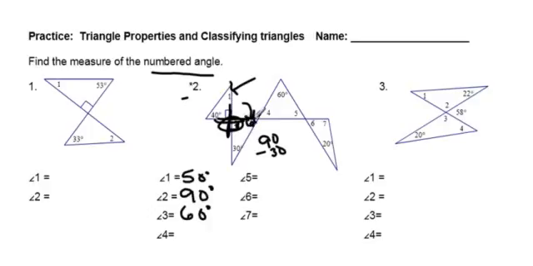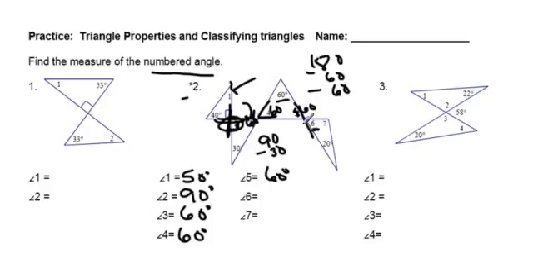Well, now that we know angle 3 is 60, we have a vertical to that, angle 4. So angle 4 is also 60 degrees. This triangle sum theorem, all three of those angles are 180. Take away the 60 that's given here, take away another 60 that's given here, and you're left with 60 degrees. Vertical to the 60 is angle 6. Vertical angles once again are congruent, so angle 6 is 60 degrees.